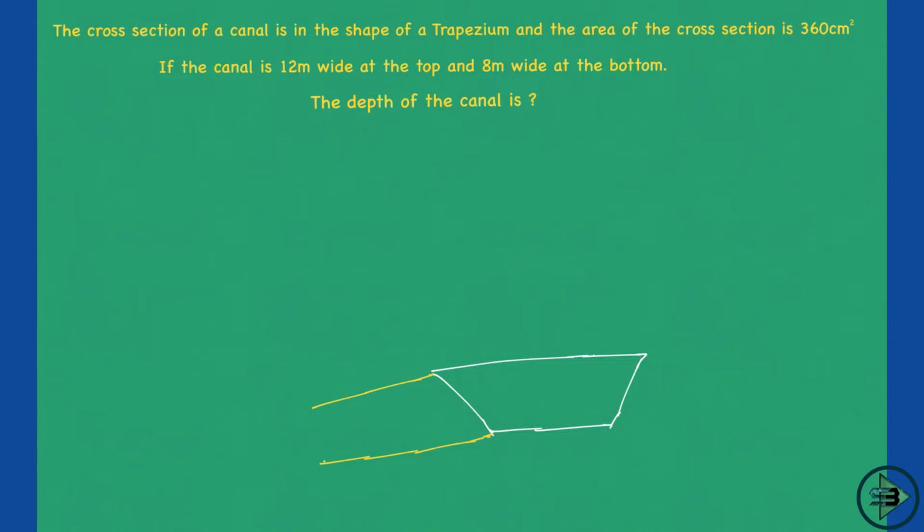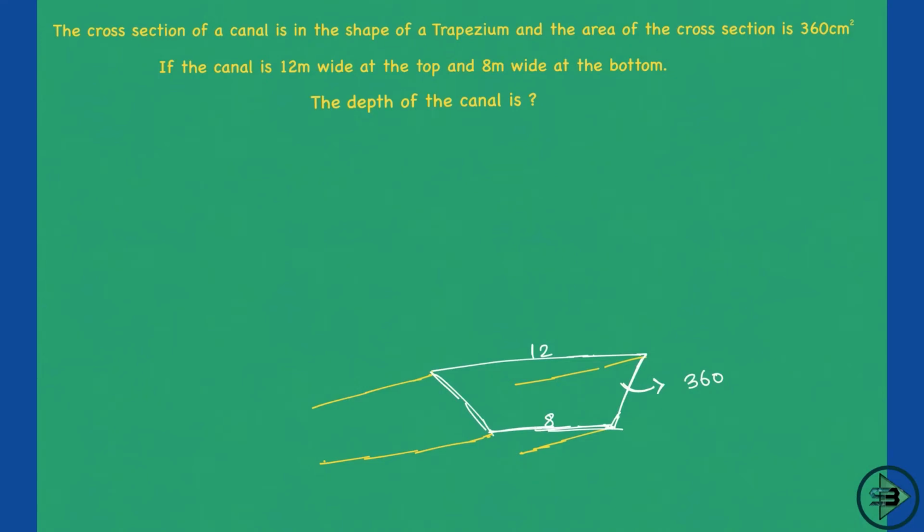Okay, and what is given to me right now here, this is how it will look. So I hope you are able to imagine how it will look like. Okay, this is my canal. This is how it is going on now. The cross section of the canal, which means this cross section here, is given to me, is of the shape of the trapezium, and the area of the cross section is 360 centimeters square. Okay, if the canal is 12 meter wide, which means at the top this is 12 meter wide and 8 meter at the bottom, and the area of the cross section, which means this, is given to me as 360 centimeter square, find the depth of the canal.